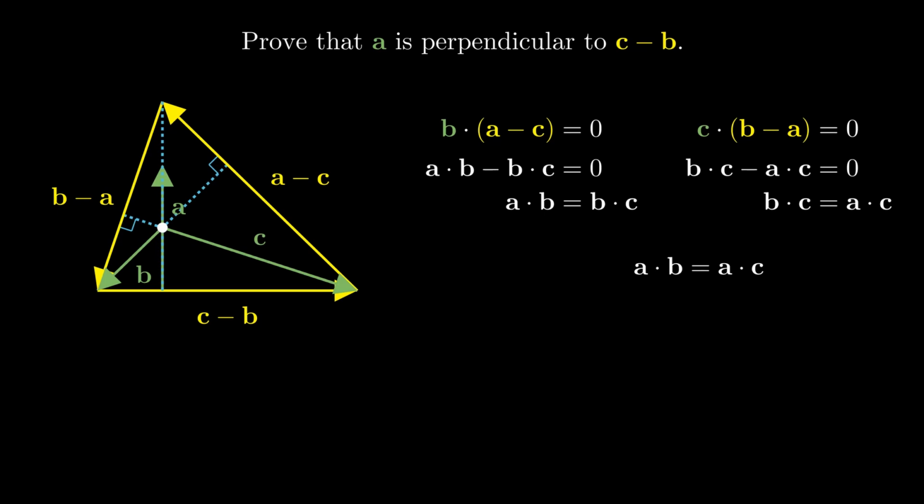And that's something we can easily investigate using our dot product again, so let's just do it. We'd be taking the dot product between A and C minus B. We'd expand to get A dot C minus A dot B. But now that we know A dot B and A dot C are equal, well, the answer must be 0. And so that means A is indeed perpendicular to C minus B, and the proof is done.